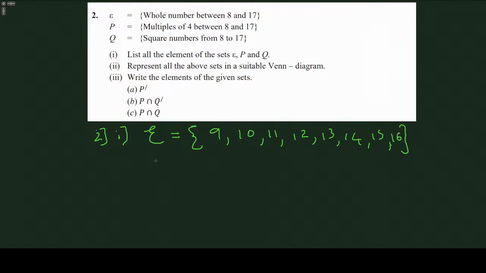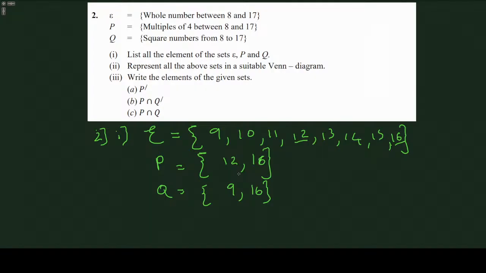And set P, multiples of 4. That is 8, or rather 8 doesn't come. From the universal set we pick 12, that's a multiple of 4. And what's the other multiple of 4 that is there in the universal set? 16. Then comes set Q, square numbers. So let's pick the square numbers from the universal set. That's 9 and 16. 3 times 3 is 9 and 4 times 4 is 16.